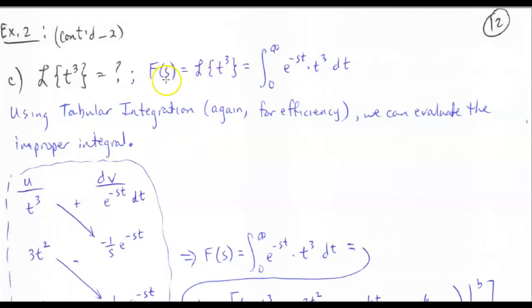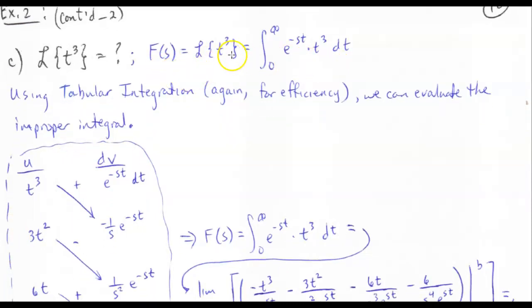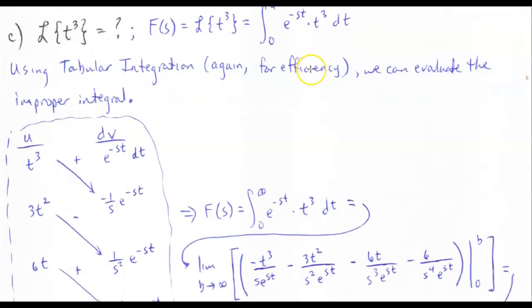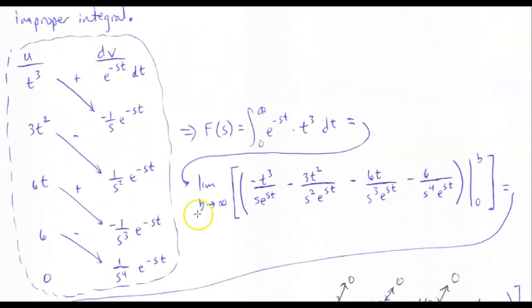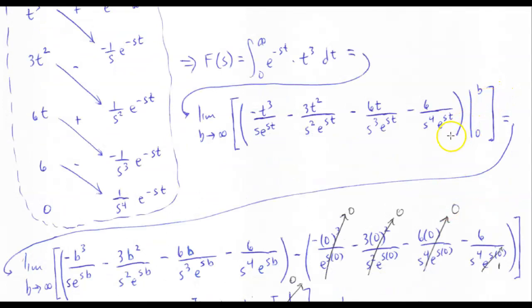So for the Laplace transform of t cubed, we know that it's going to be this same integral here. And of course, in working all that, we know that we can do tabular integration again. Set it up kind of the same way. It's just that now we have 4 terms instead of 3. And so set it up the same way as we did the one where we were taking the Laplace transform of t squared. Evaluate all terms at b, minus do the same thing at 0.